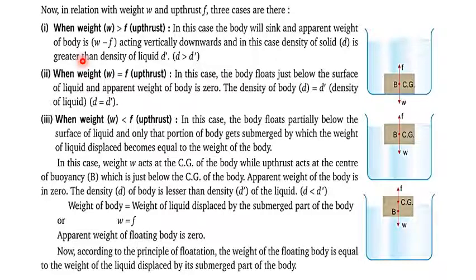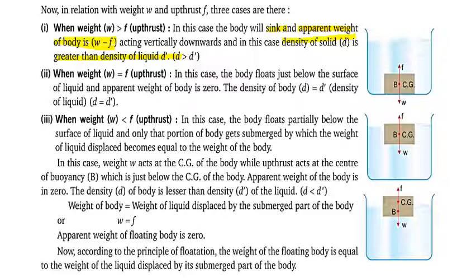So now on the basis of these two forces, we have three different cases. If weight is greater than upthrust, in this case the body will sink and the apparent weight of the body will be W minus F. This will be the apparent weight of the body when it sinks. This case is possible when the density of the solid is greater than the density of the liquid.